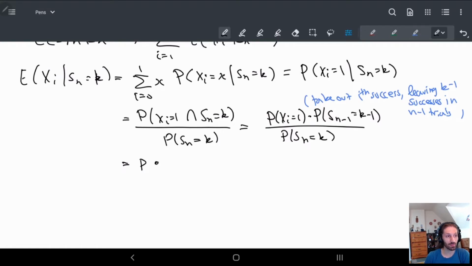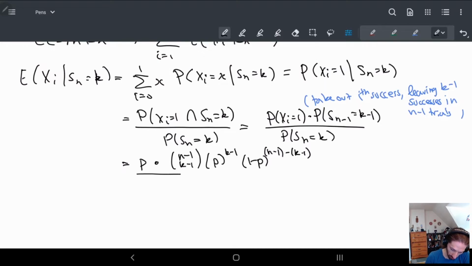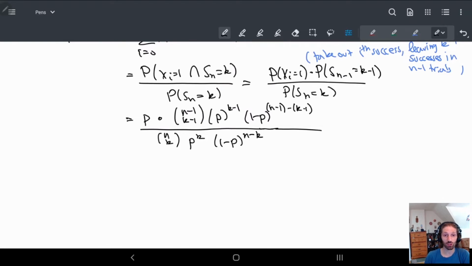What is the probability that Sn minus 1 is equal to k minus 1? Well, this again is the binomial, right? So we have n minus 1 choose k minus 1 times p to the k minus 1 times 1 minus p to the n minus 1 minus k minus 1. All of this we're going to divide by n choose k times p to the k, 1 minus p to the n minus k. This might look crazy complicated, but we have a salvation.